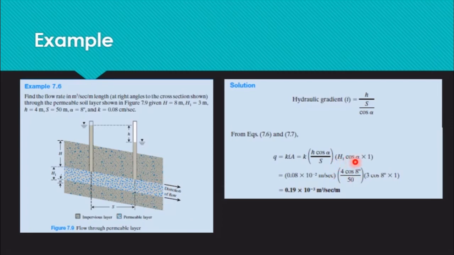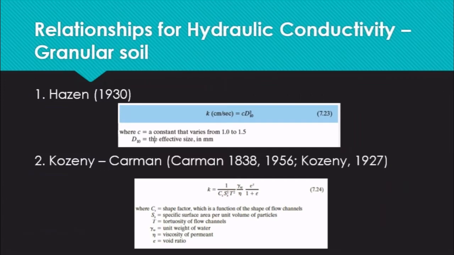And then, we get the value of q, 0.19 × 10^-3 cubic meter per second per meter strip, or per meter length of the soil given. Okay. So, we now move to the relationships for hydraulic conductivity in granular soil.